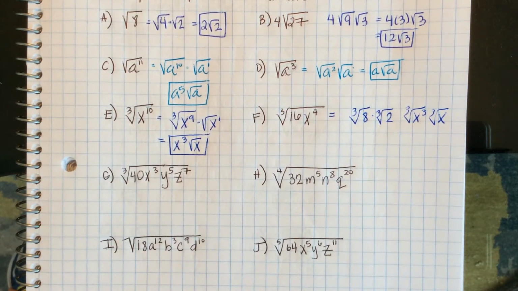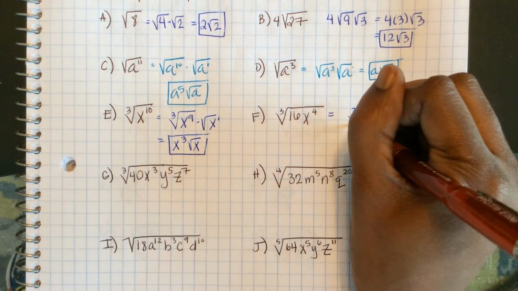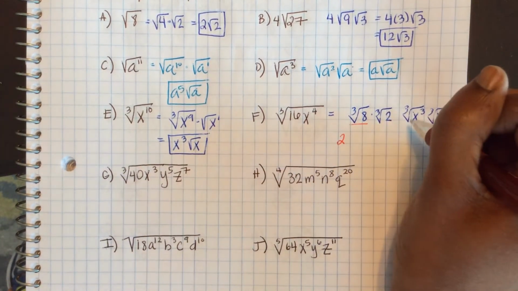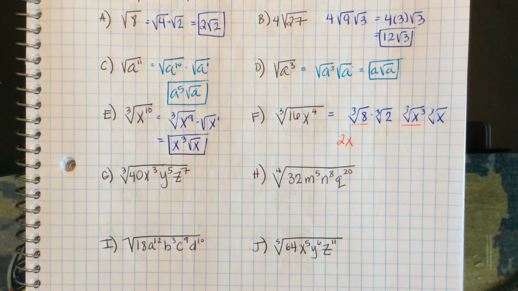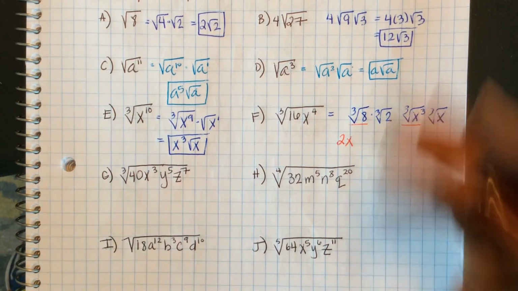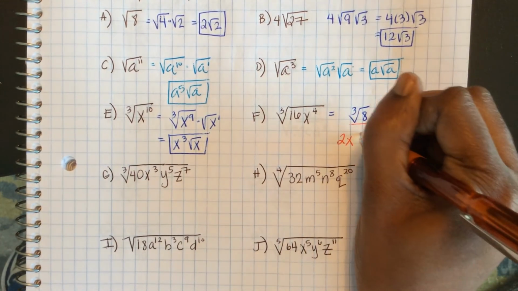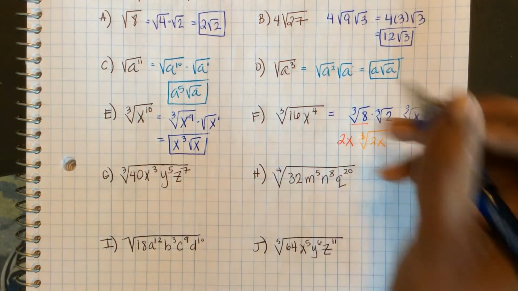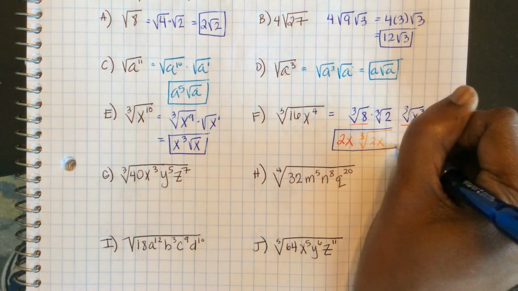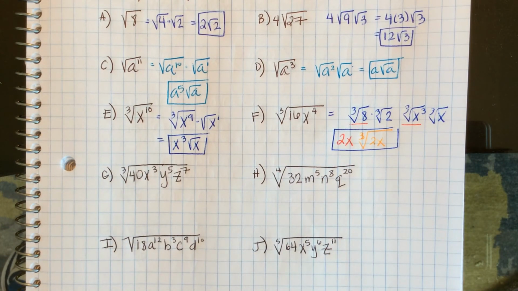So let me break down the perfect cubes first. Cube root of 8 is 2. Cube root of x cubed is x. And then I'll break down the non-cubes left in my cube root. Cube root of 2x. So that is where we had to simplify both a number and a variable separately.